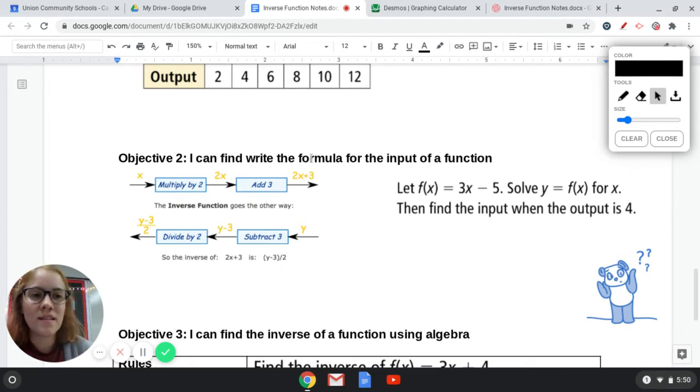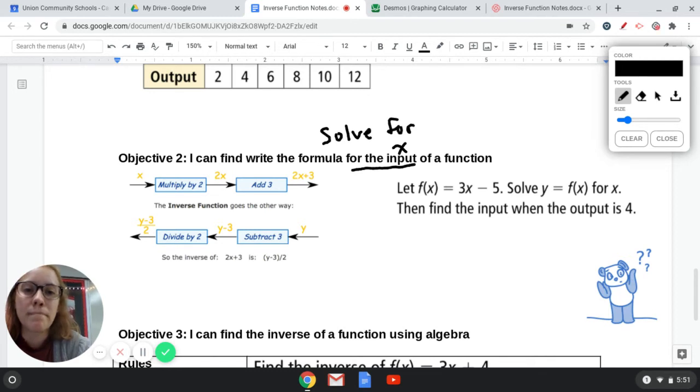So let f of x equal 3x minus 5. We're going to solve y equals f of x for x, and then find the input when the output is 4. All right, so in this objective, we're going to write the formula for the input of a function. Remember that input is always the x value. So this means we're going to solve for the input, which means we are going to solve for x. Which really means get x alone.